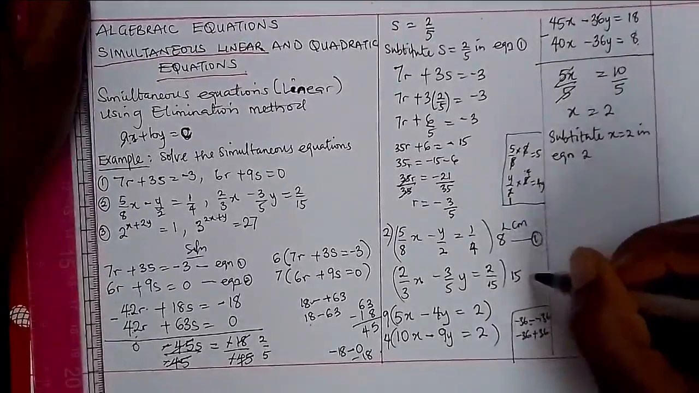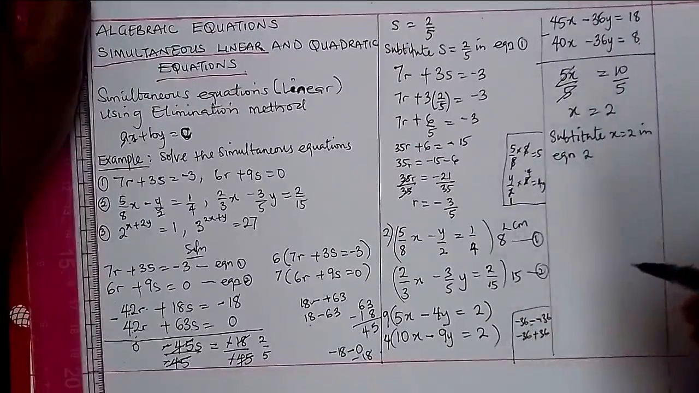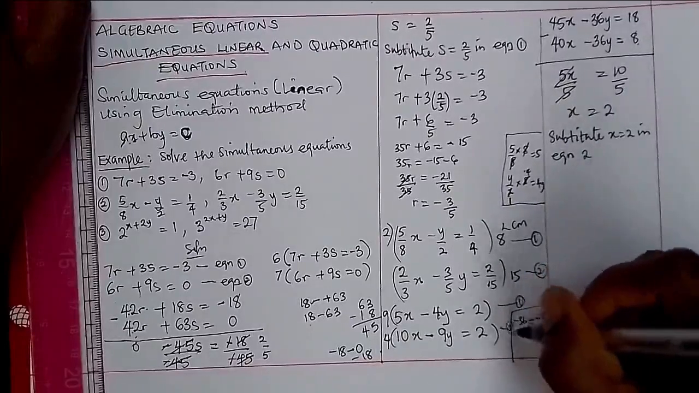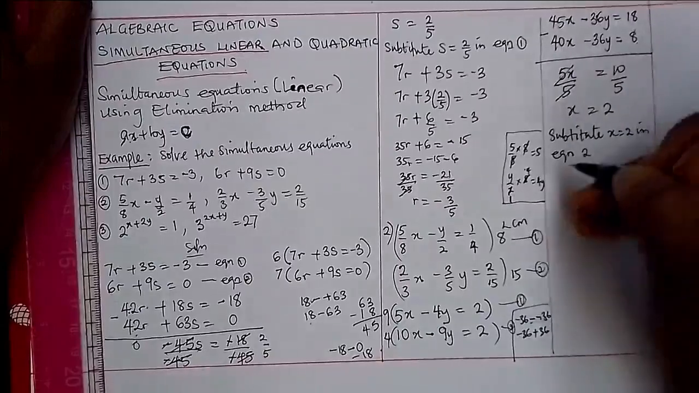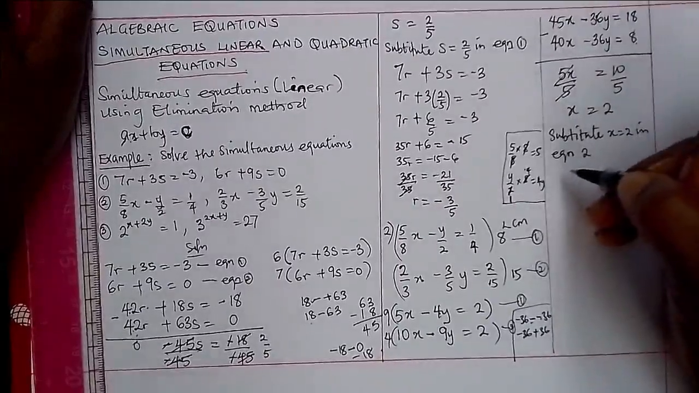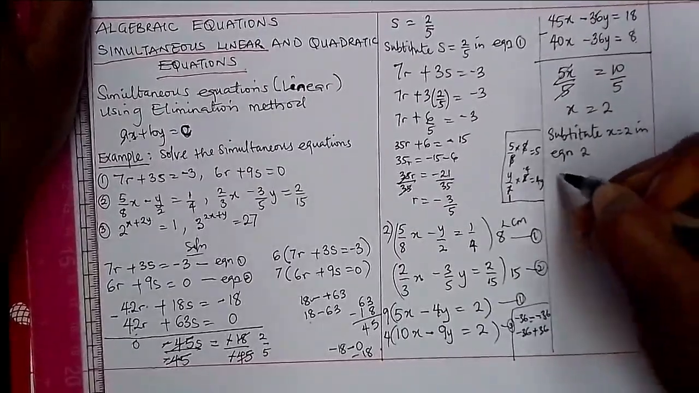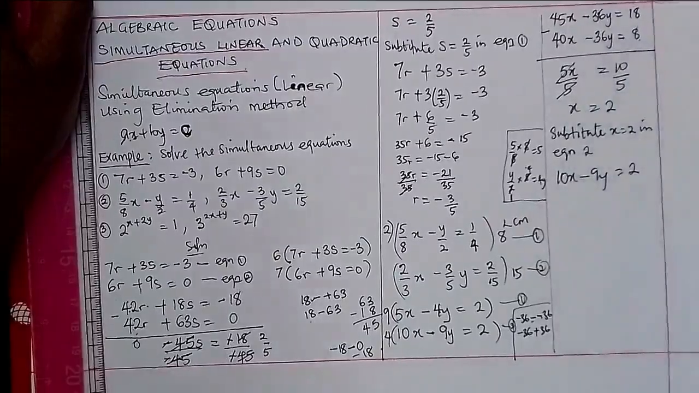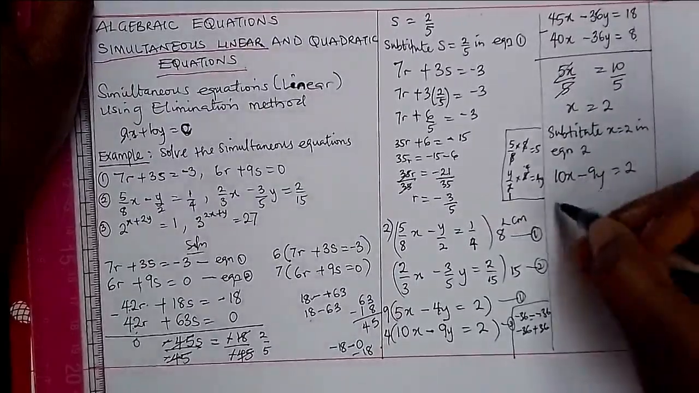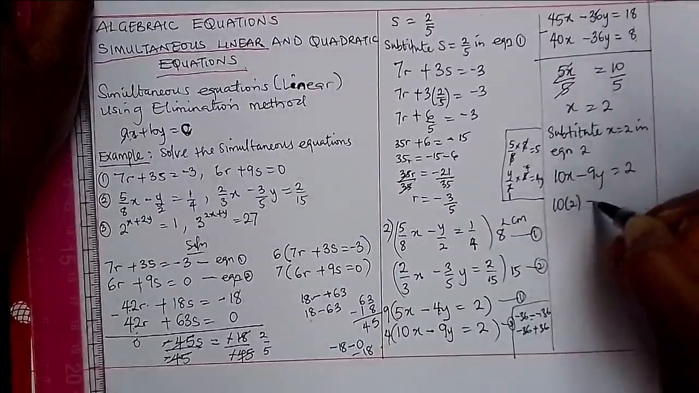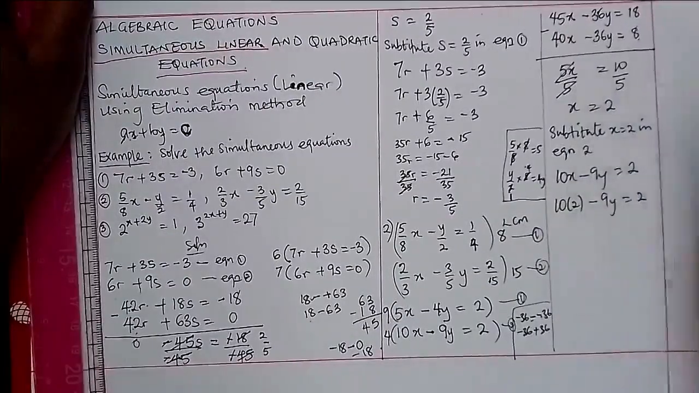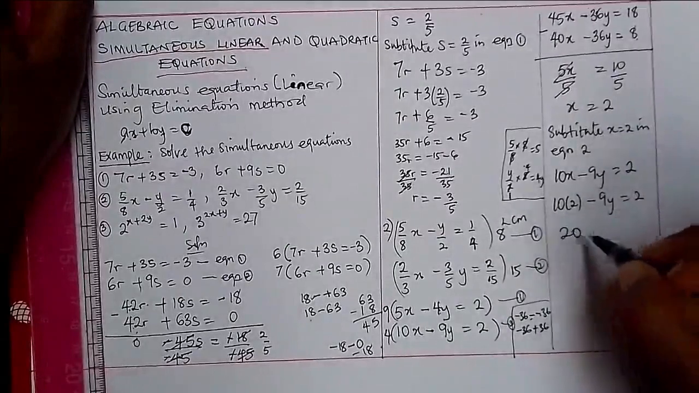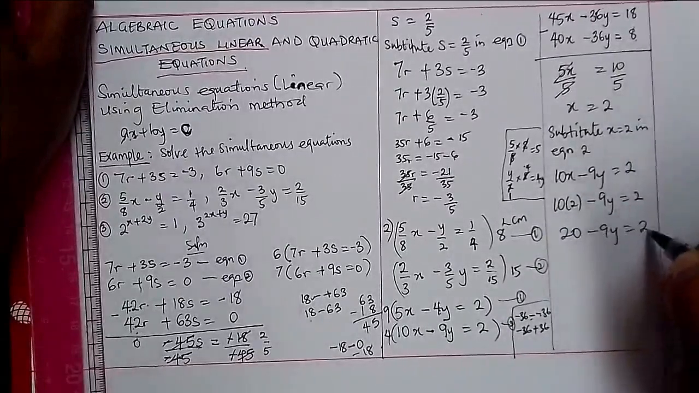Recall that this was our first equation, this is our second equation. So that first equation turned to this one, first equation, second equation. So let's use the second equation, which is 10x minus 9y is equal to 2. Where we see x, we input 2. So we have 10 times 2 minus 9y is equal to 2. That's 20 minus 9y is equal to 2.